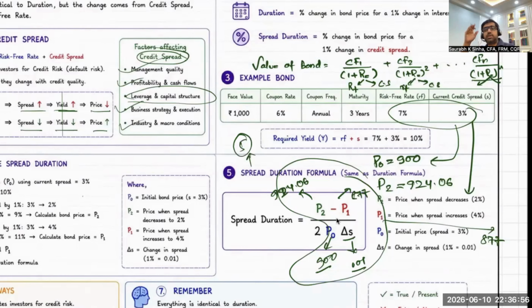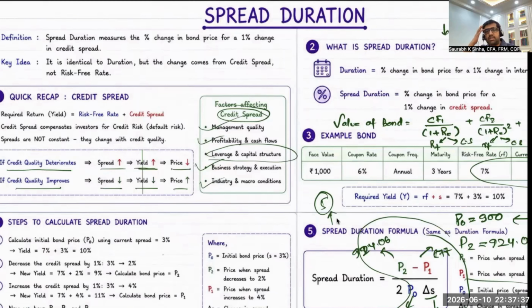What is the interpretation? The interpretation is if the credit spread changes by 1%, then the bond price will change by 5% on an average. Very similar to duration, but yes, it is important to understand spread duration because the credit quality of the firm changing impacts the price of the bond, and that sensitivity has been discussed extensively in FRM Part 1, Part 2, CFA Level 1, and CFA Level 2. And that is the reason we have invested the whole session on spread duration. Okay, with that, I'll pause here. Thank you. Have a nice day.